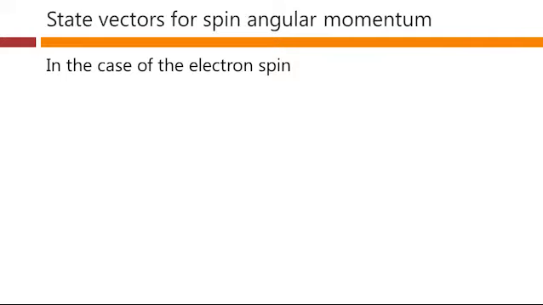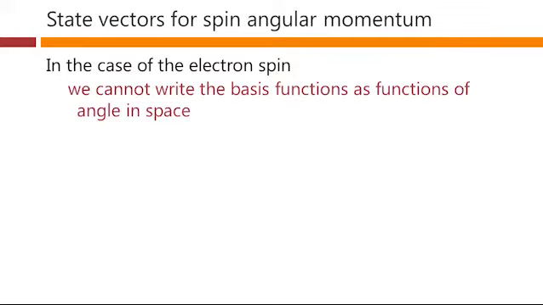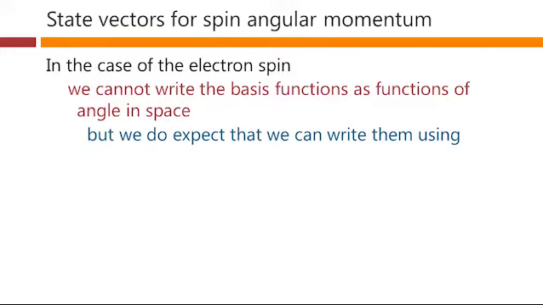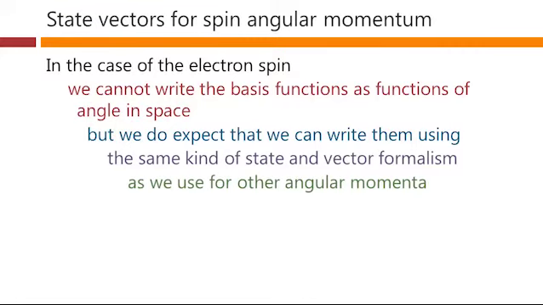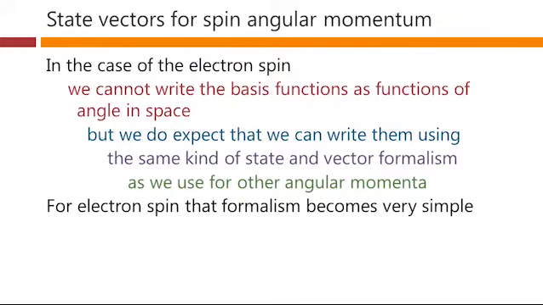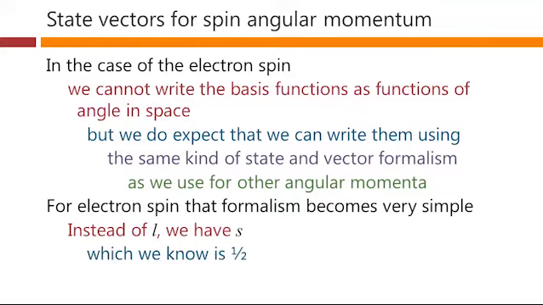In the case of the electron spin, we cannot write the basis functions as functions of angle in space. That doesn't work. But we do expect that we can write them using the same kind of state and vector formalism as we use for other angular momenta. For electron spin, that formalism becomes very simple. Instead of L, we have S, which we know is 1/2, and instead of M, we have sigma.